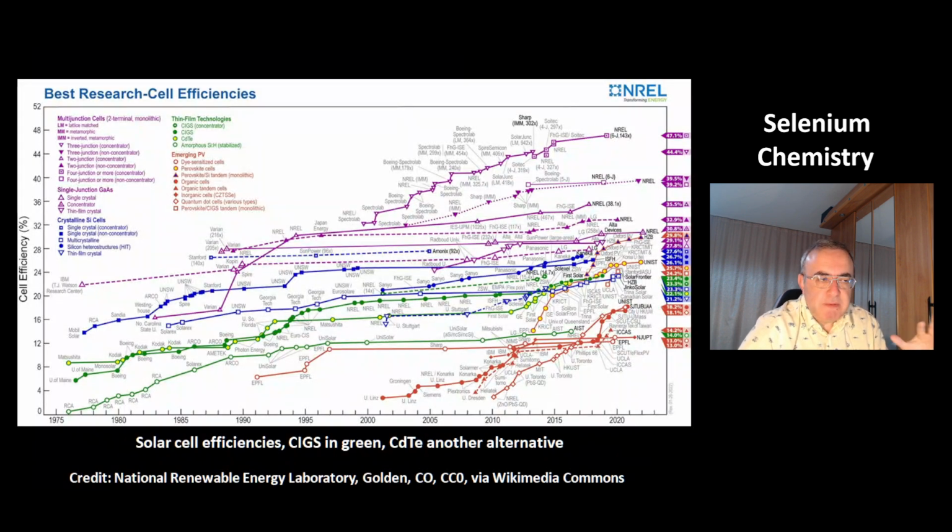This is a picture of the development of solar cell technology over the years. The x-axis is the year, the y-axis is cell efficiency. You can see the CIGS solar cell in green circles here, at about 22-23% efficiency. That's the same level as silicon solar cells. Another alternative is cadmium telluride.